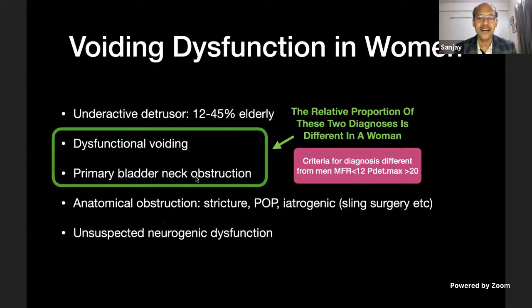Having said that, a patient who's voiding at, let's say, 25 centimeters of water with a 10 ml per second flow rate, although obstructed, also has an underactive detrusor. But underactivity is even poorer in terms of definition in women, and we really don't have any data as to what to call underactive in a woman at this point of time.